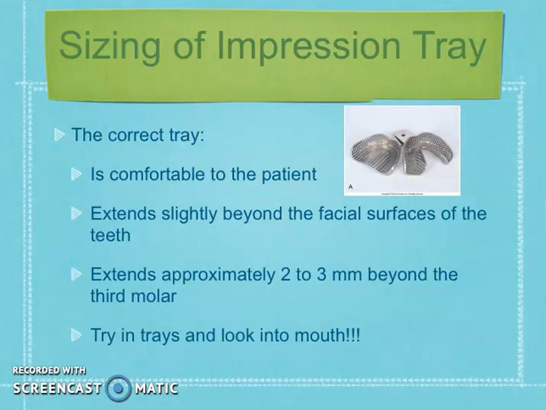The correct tray for a patient should be comfortable. It should extend beyond the facial surfaces of the teeth. So when it's tried in, it should go further than the facial, 2 to 3 millimeters beyond the third molar. So we have to try the trays in the mouth, and we have to look into the patient's mouth to see if it's covering all these areas.